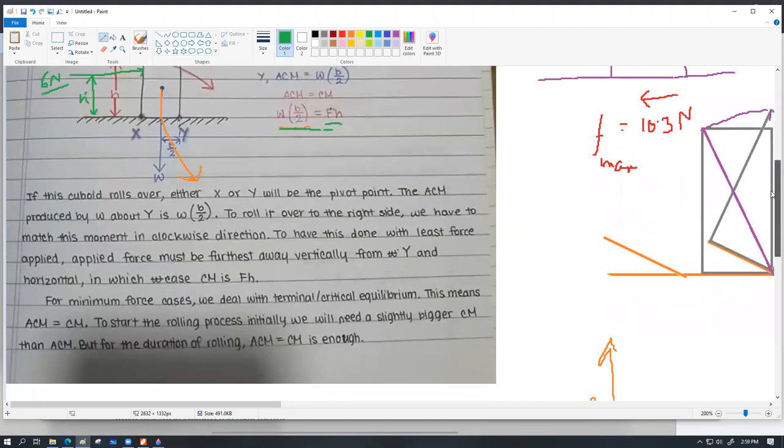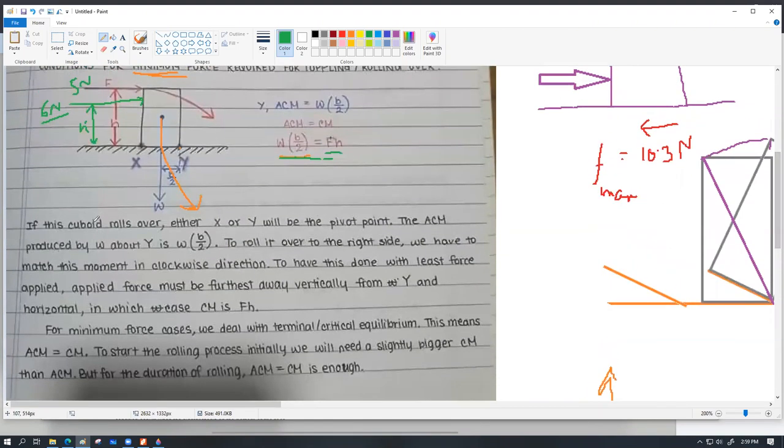This is about time. Have a look. If this cuboid rolls over, either X or Y will be the pivot point. We said X or Y because the question doesn't say in which direction we're toppling over. For the discussion, Y would be the pivot point because you're applying force from the left. So this would be your pivot point. If we apply force from this direction, X could as well be our pivot point.